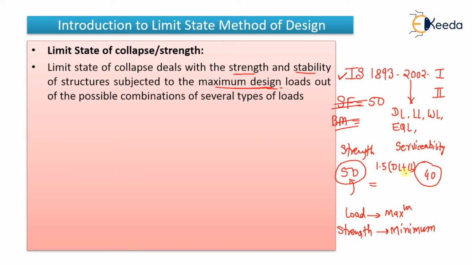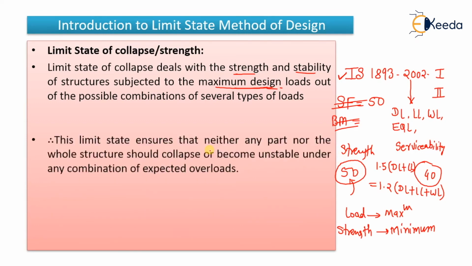1.5 times dead load plus live load. That is the first combination. Then we have another combination: 1.2 times dead load plus live load plus wind load. So there are various combinations, and out of all the combinations, whichever is the critical or maximum combination, that we have to consider in the design of limit state of strength.